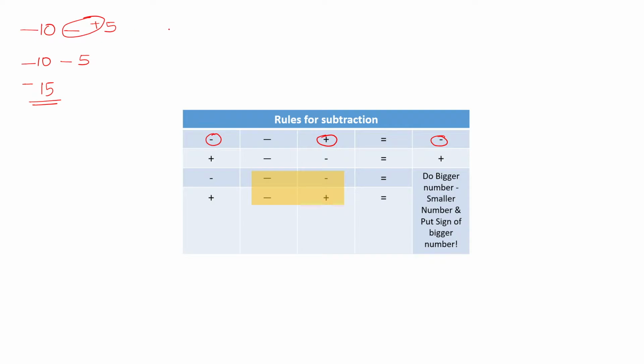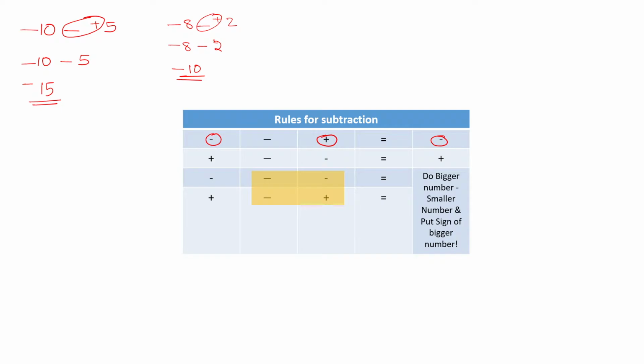Okay, let's take another example. If it was negative 8 minus positive 2, what will happen to this negative and positive? It will become negative. So negative 8 minus 2. Because both of their signs are negative, put the negative sign and just add them. We will be getting the answer like this. This is the first case.